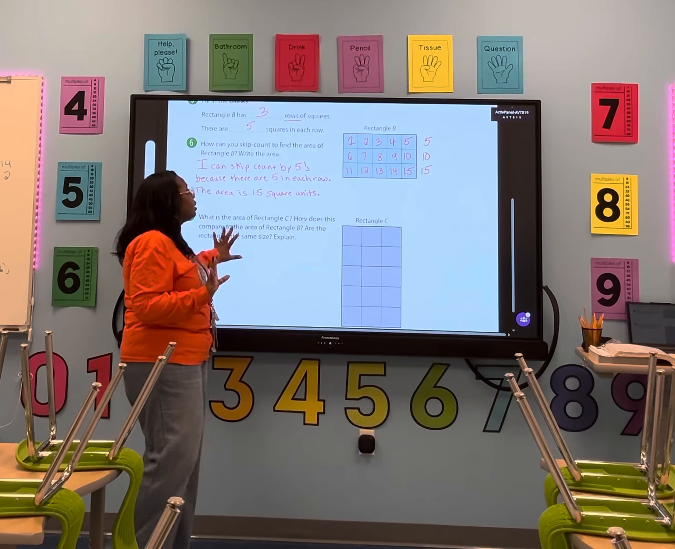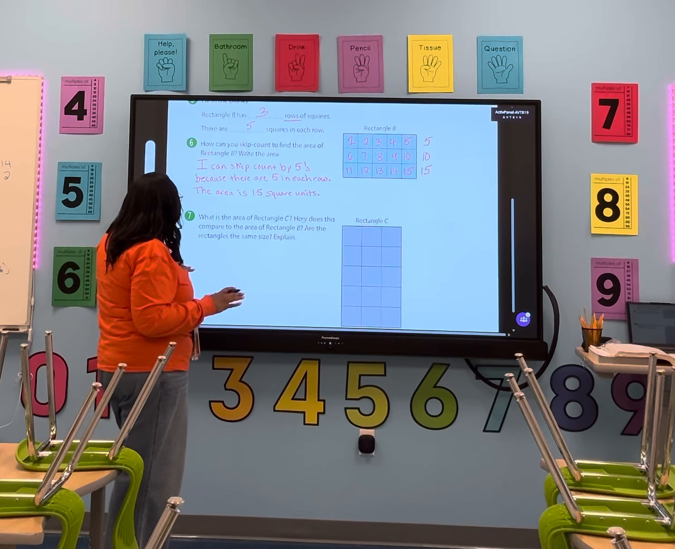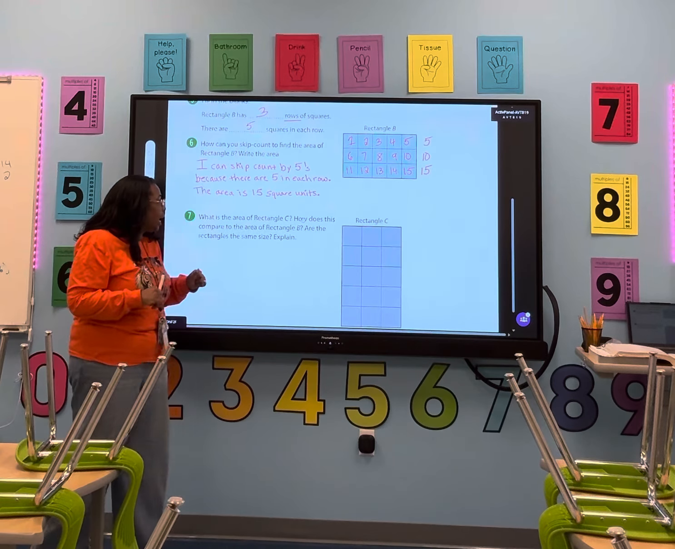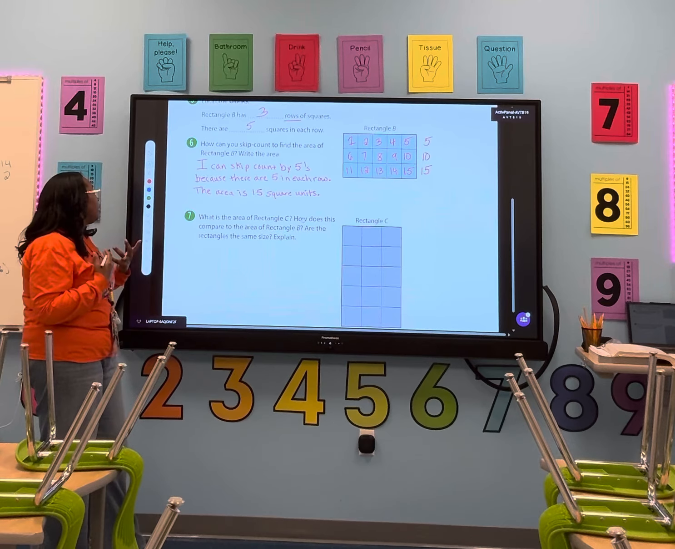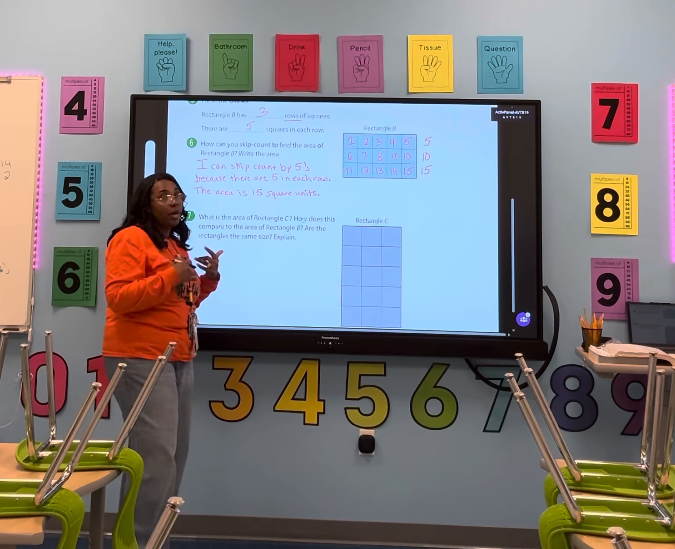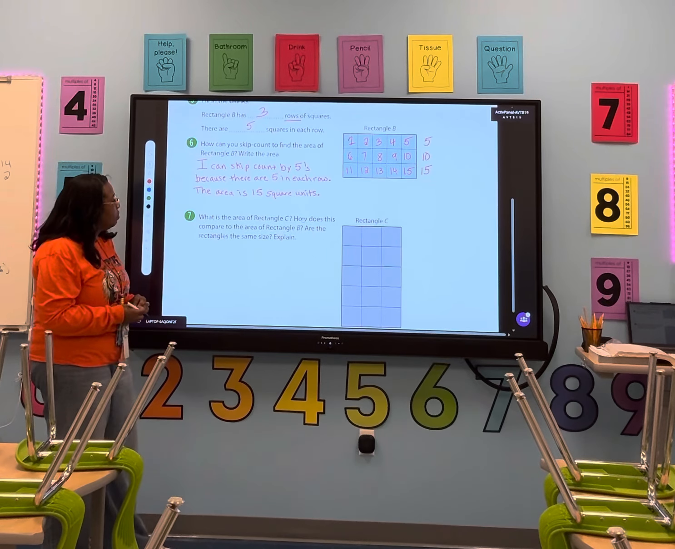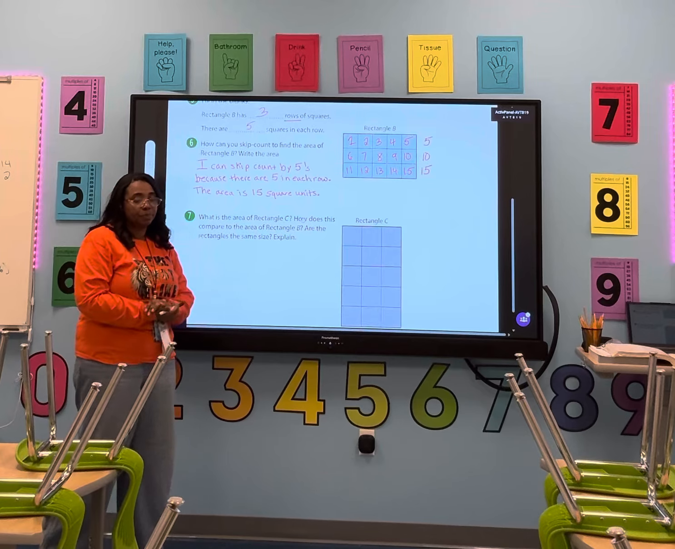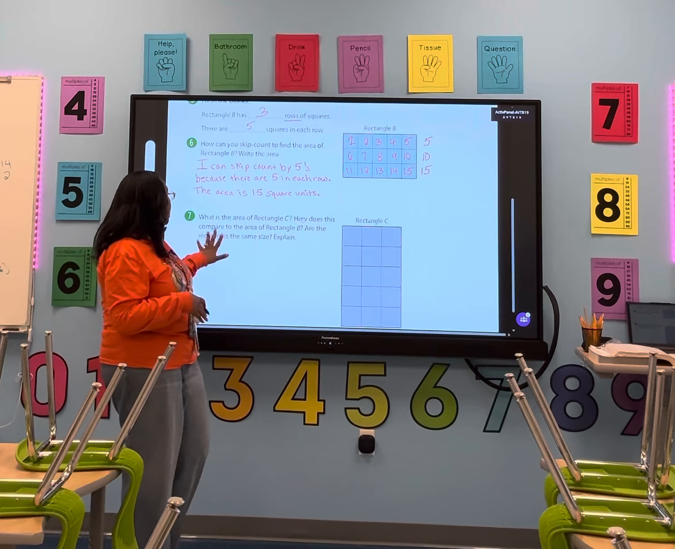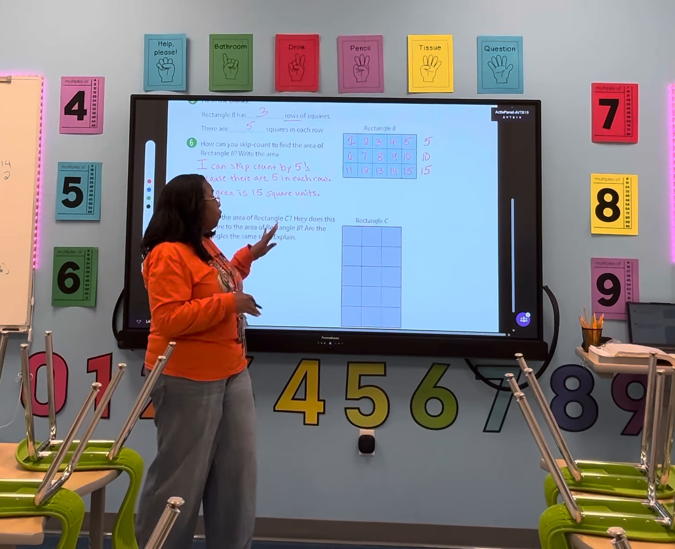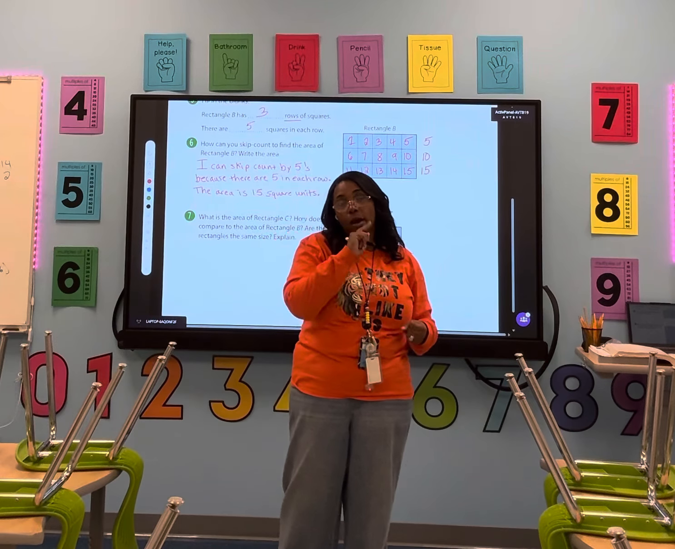So now we can move on to the last question on our homework, which is number 7. It says, what is the area of rectangle C? Then it says, how does this compare to the area of rectangle B? Then it says, are the rectangles the same size? Explain. That was a whole lot. That was actually 4 things they want us to do in one problem.